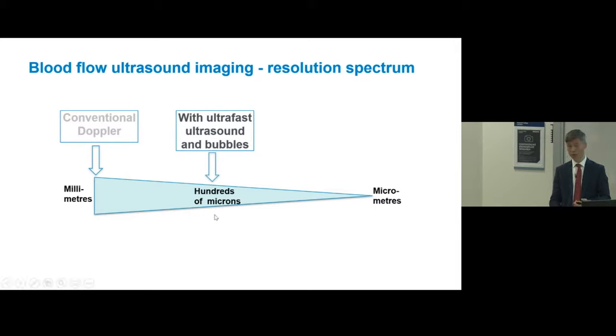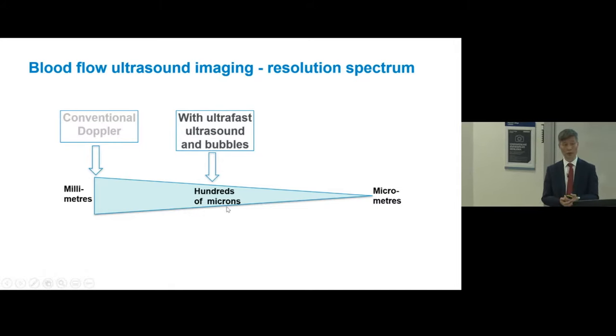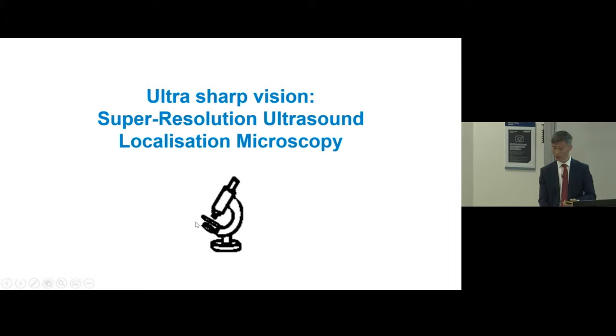So you can really push the resolution to near its limits, the so-called diffraction limit. But realistically, we're talking about hundreds of microns, maybe depending on the depth, 100 to 200 microns. But we really want to go much further. So this is what we would call super-resolution ultrasound localization microscopy.